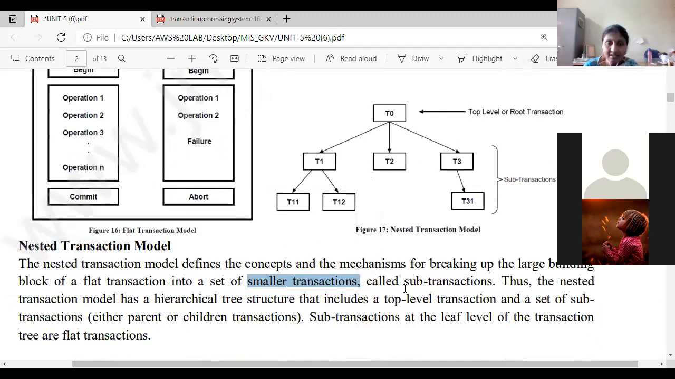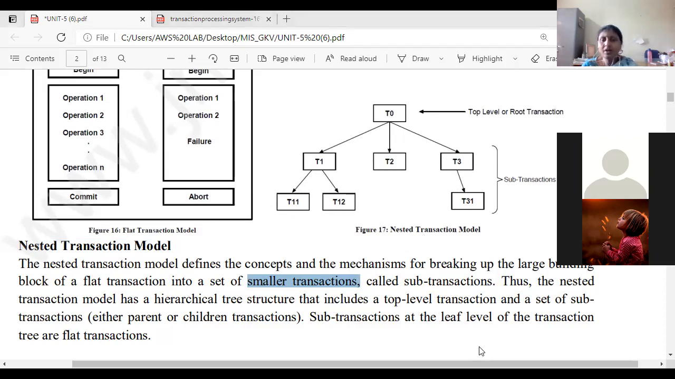What we are calling here sub transactions: T naught is the larger transaction. On the top level we take the root transaction. We divide it into sub transactions T1, T2, T3. Again, this sub transaction is divided further into T11 and T12, because T1 is divided, that's why we give the numbers T11 and T12. Suppose T3 is divided into T31, and another division is T32. So this is the nested transaction model.